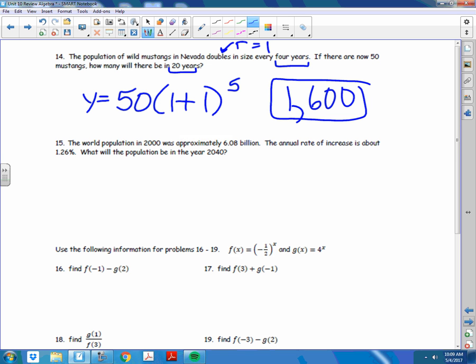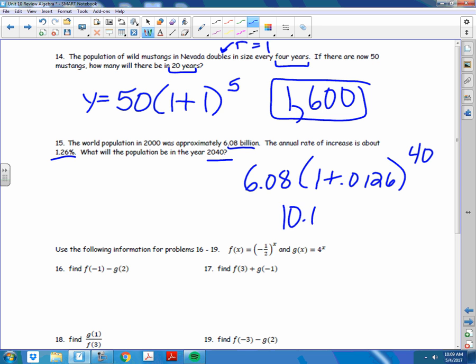The world population in 2000 was 6.08 billion. If you want to do zeros, there are 9 zeros in a billion. The annual rate of increase is about 1.26, with the population being 2040. So we end up with 6.08, unless you want to do the zeros, times 1 plus 0.0126 to the 40th power. Ooh, that's a lot. 10.03 billion. I did 10.3.